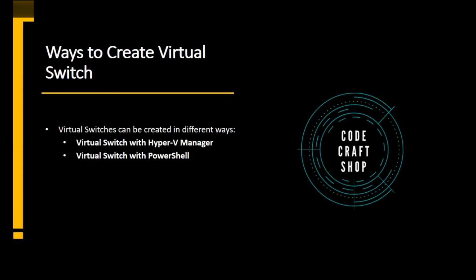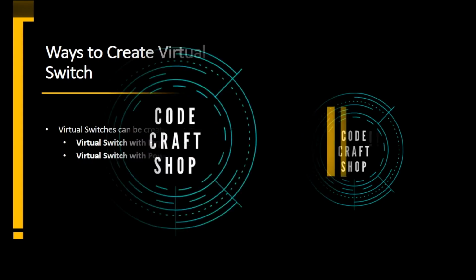Now we come to the point: how can we create a virtual switch? Virtual switches can be created in different ways. There are different ways to create a virtual switch in Windows. The first one is using the PowerShell window, and the second one is using the Hyper-V Manager. Both ways work, and we can create a virtual switch using either.